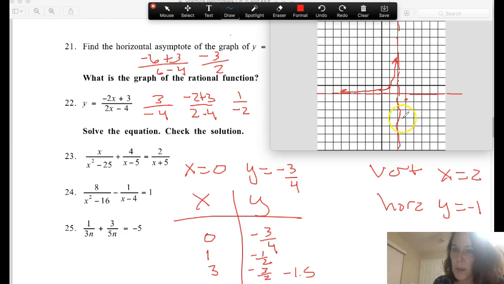If I go this way, it's going to get closer to the line x equals 2. Go ahead and sketch that because you have an idea of what it should look like. And there we go, there's our sketch of this graph. You're going to have a multiple choice, so you should have an idea of where your vertical and horizontal asymptotes are first and what your graph should look like, and plot a few points.